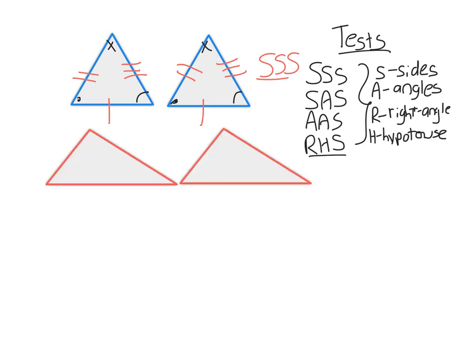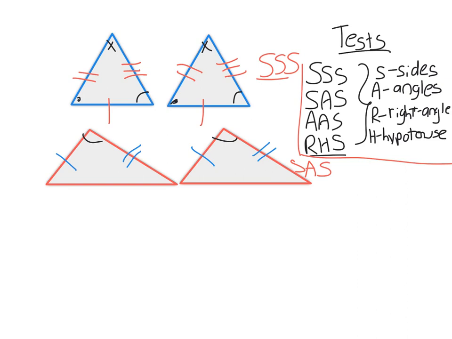So let's look at these two triangles. So if I tell you that I have 2 pairs of equal sides, so those two are equal, these two are equal, 2 pairs of equal sides and the angle in between, then those two triangles will be congruent. This is the SAS test. So these two triangles in red are congruent by the SAS test.